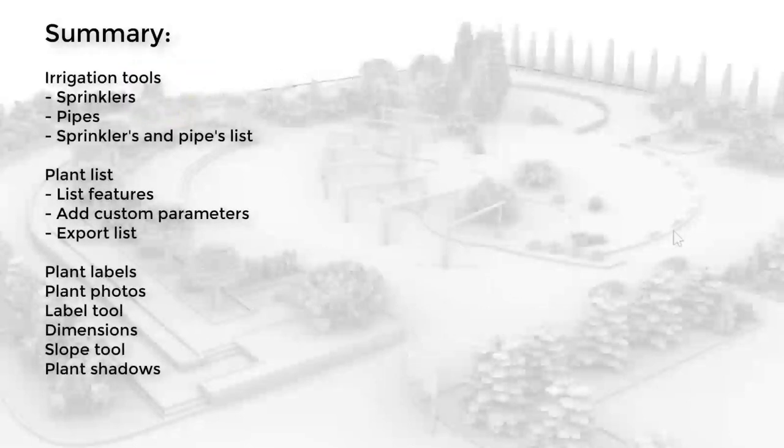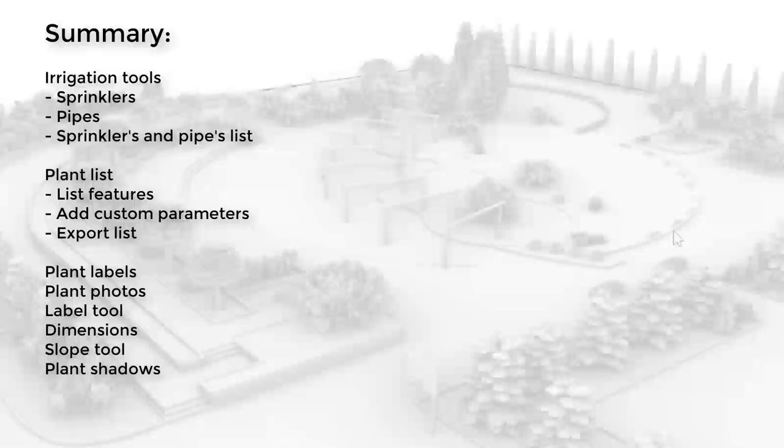Hello, in this video we will see the land design documentation tools. We will start by seeing the irrigation tools, how to insert the sprinklers individually or arranged in array mode, how to draw pipes and report the quantities in lists, and we will continue with the listing tools, inserting a plan list.